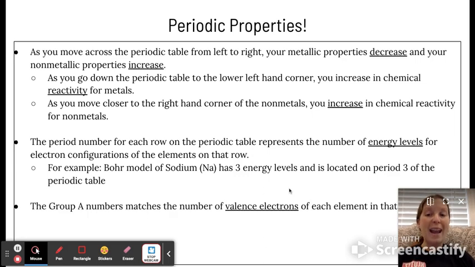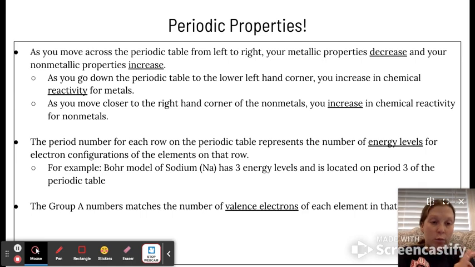The group A numbers. So if you look at your periodic table, you'll see that there are tall sections and then that short section in the middle. So now we're focusing on those tall sections. Those are called our A groups. And in our A groups, if you look at the numbers, column 1 is also referred to as 1A, 2 is 2A, column 13 is 3A, 14 is 4A, 15 is 5A, so on and so forth, till you get to 8A.